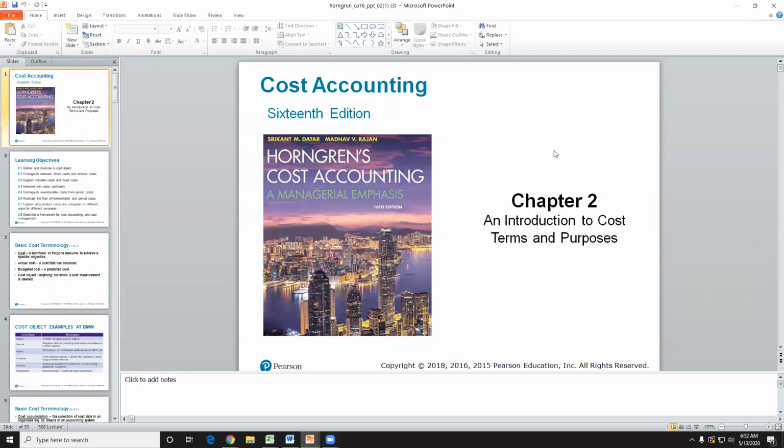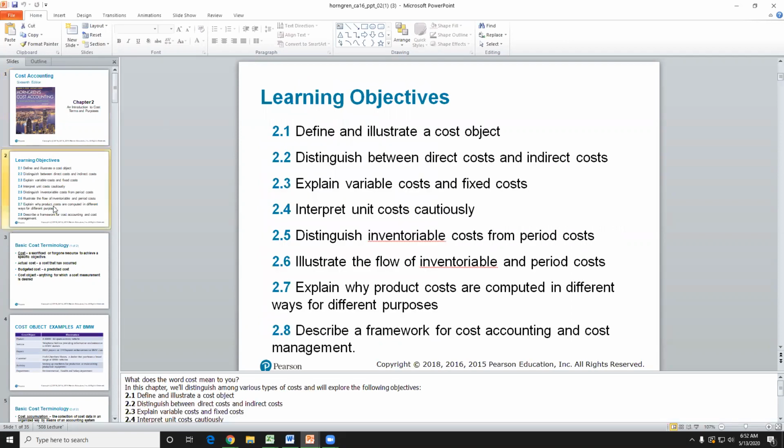All right, I'm going to add my perspective on Chapter 2, which is called An Introduction to Cost, Terms, and Purposes. So the basic learning objectives: we want to know what a cost object is. And we want to distinguish between direct and indirect cost, fixed and variable cost, and then period and product cost.